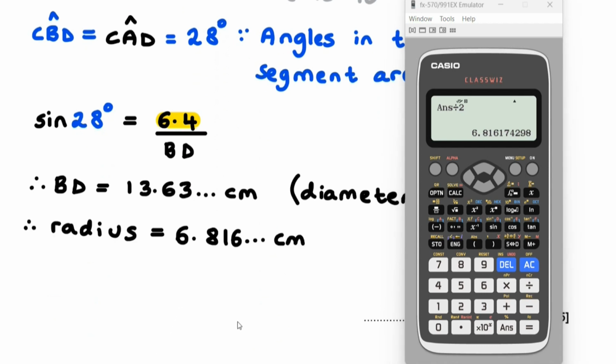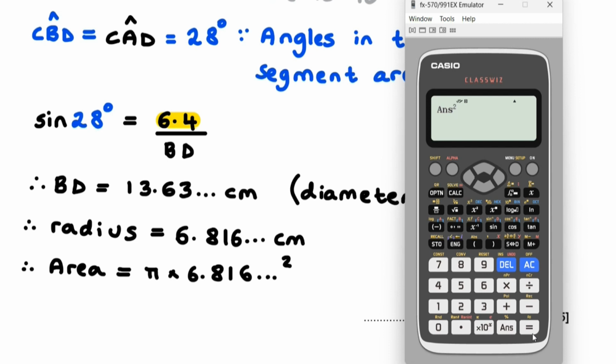centimeters. So for me to work out the area is equal to pi multiplied by radius squared, so multiply pi by 6.816, etc. squared. And if I work this out, we get 145.9, etc. centimeters squared.